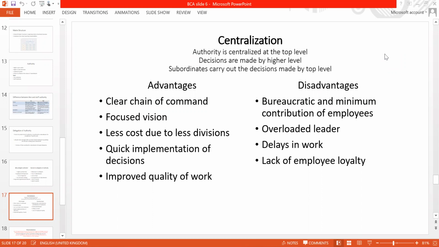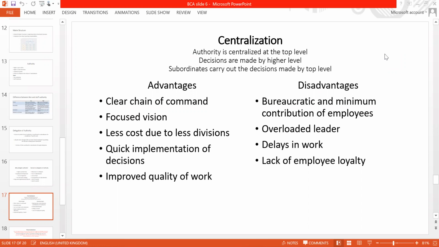And when you have a centralized system and all the decisions are taken at the top, then the quality of work is good, because it has to go through many layers, and decisions made by the top level are always better decisions, right? So the quality of work is better in a centralized organization structure.